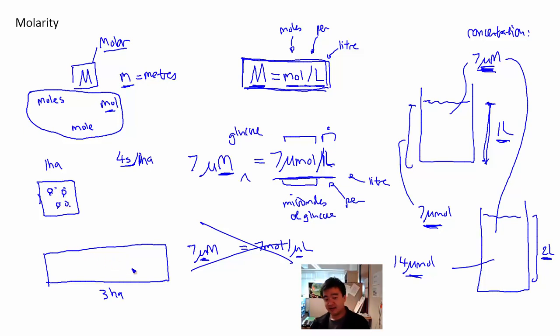And in this paddock here, we have also 4 sheep per hectare, but we have 3 hectares. This means we have 12 sheep. So we have 1, 2, 3, 4, 5, 6, 7, 8, 9, 10, 11, 12 sheep in this paddock here. So the concentration, the density of sheep, is the same, but because the area of the paddock, or the volume of the paddock, has increased between the 1 and the 3 hectares, now we have just more sheep in this area.